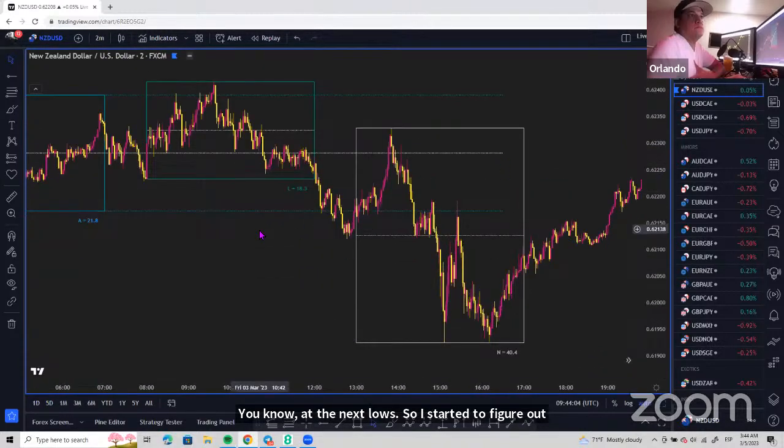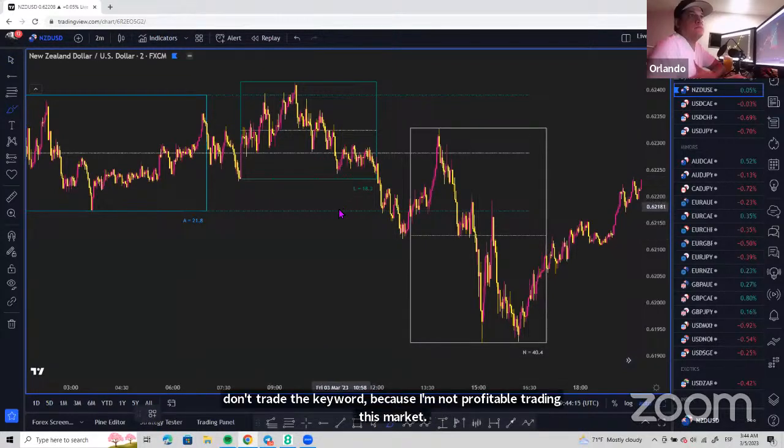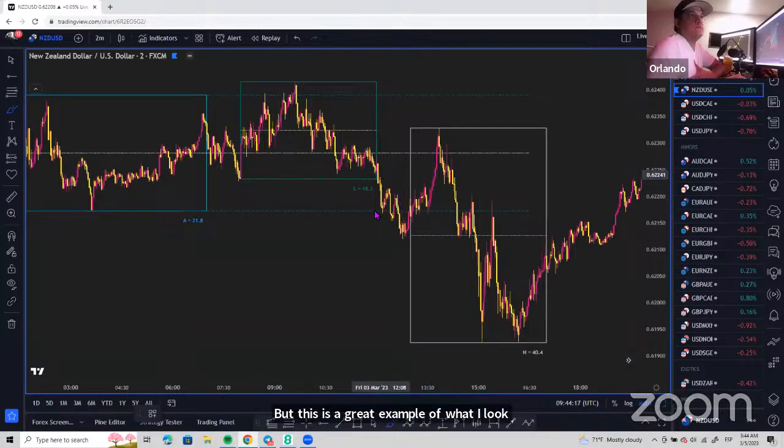So in this case, on the Kiwi, I didn't trade this. I don't trade the Kiwi because I'm not profitable trading this market, but this is a great example of what I look for. US pre-market broke with the Asian session lows and the London session range. So this to me flags a short opportunity.